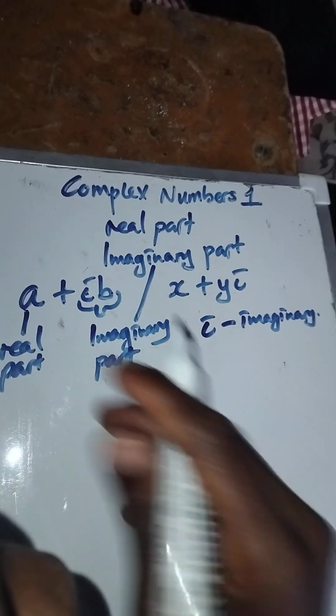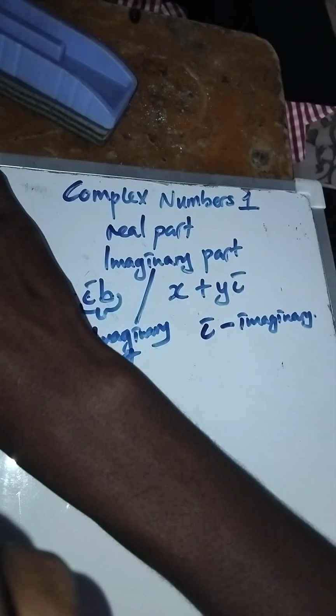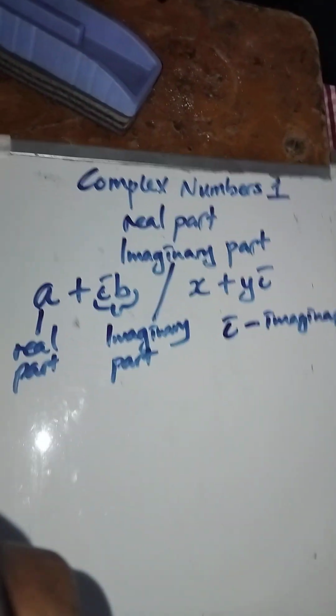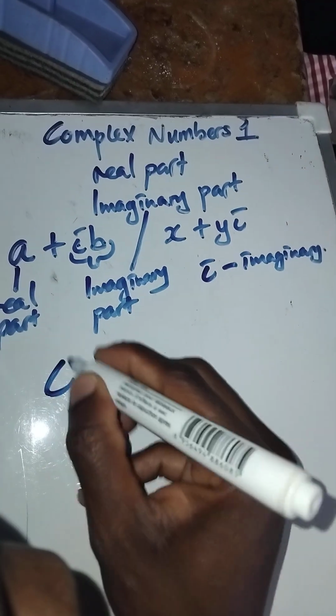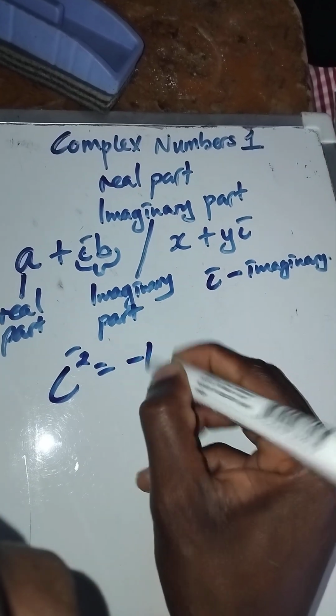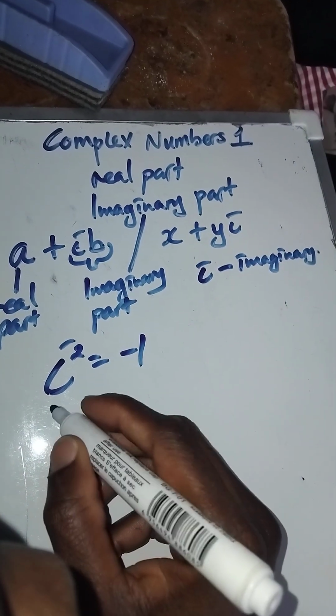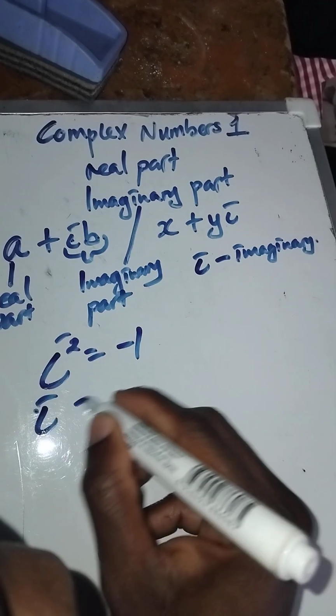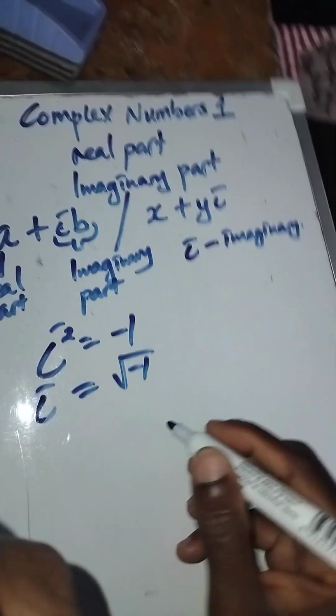So this is a complex number. For complex numbers, i squared is equal to -1, and i is equal to root -1.